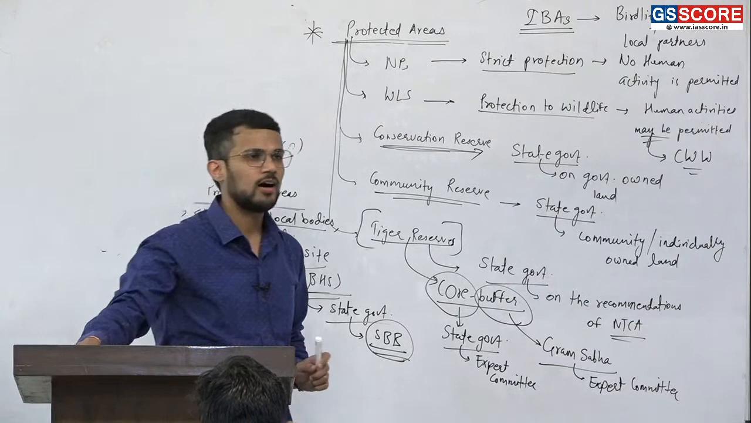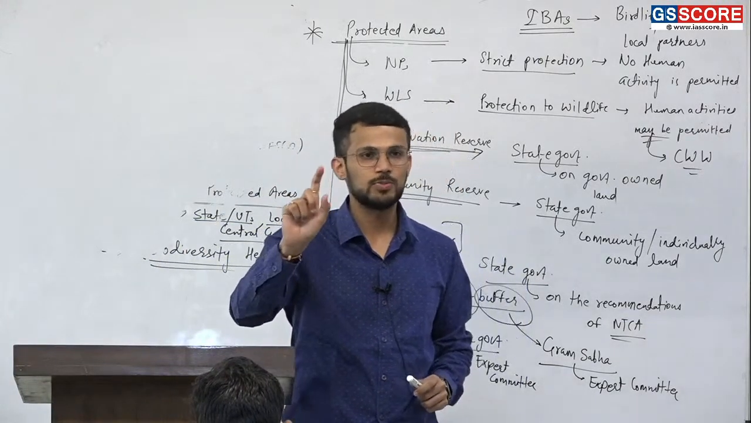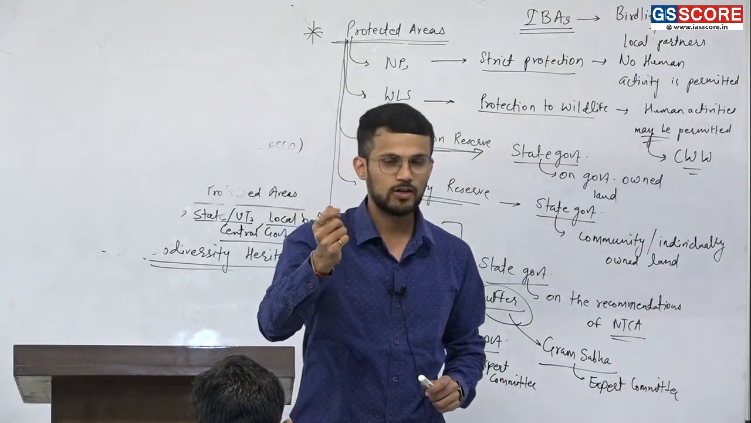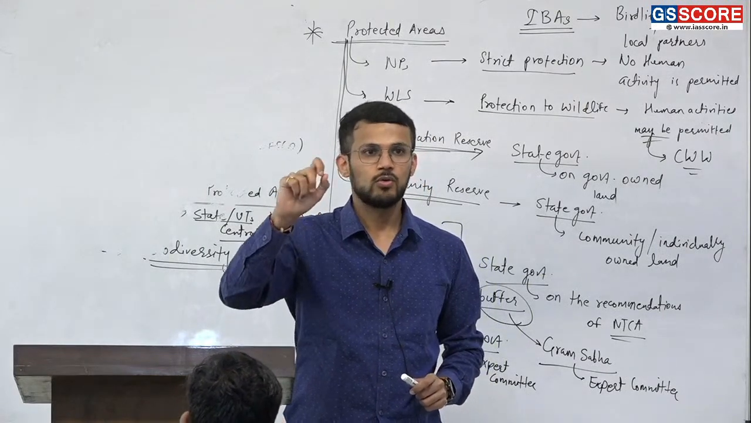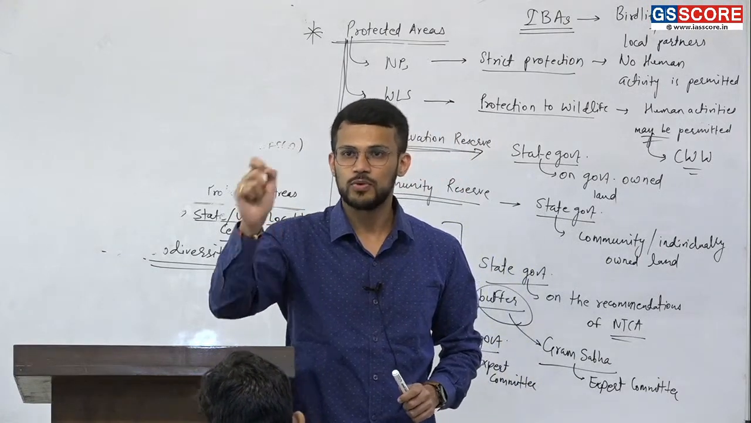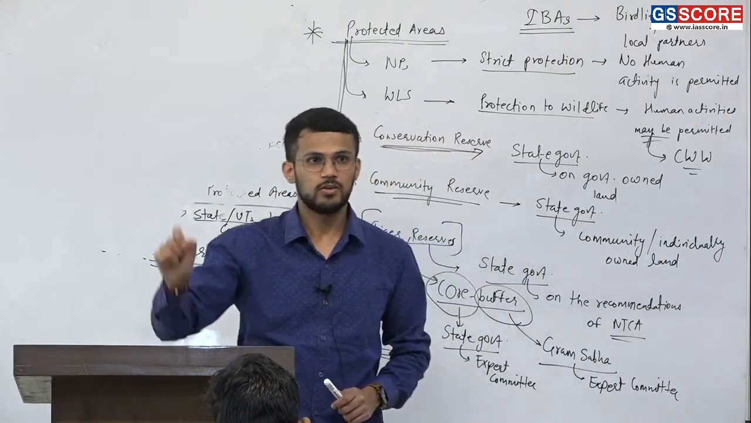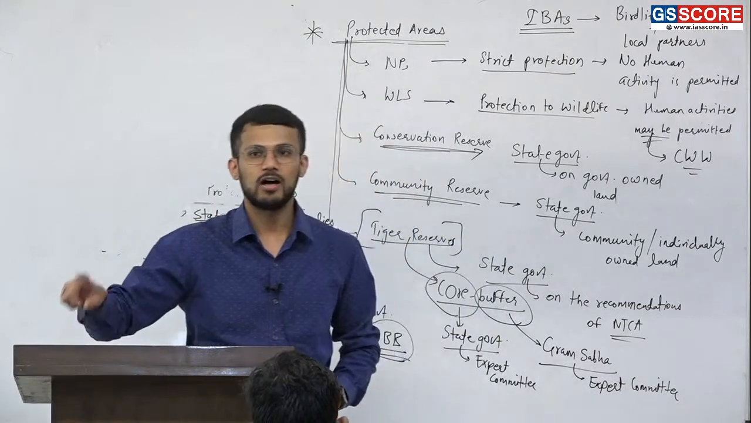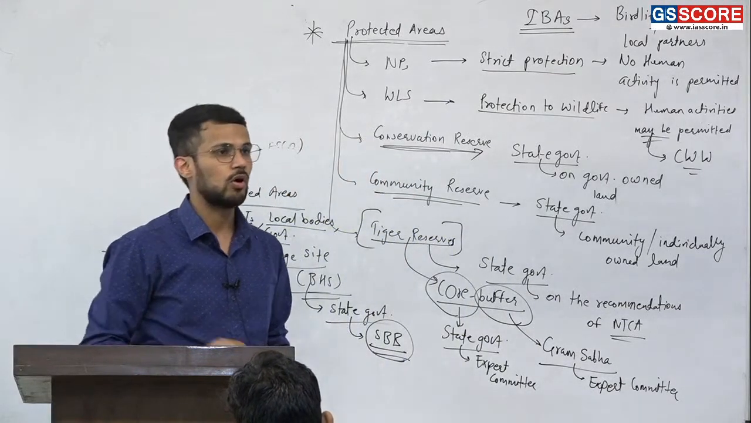Fens are peatlands, right? You must be aware of a term called bogs. What are bogs? Bogs are also peatlands. What are peatlands? Peatlands are those wetlands where we have partially decayed plant material, and examples of peatlands are bogs and fens.